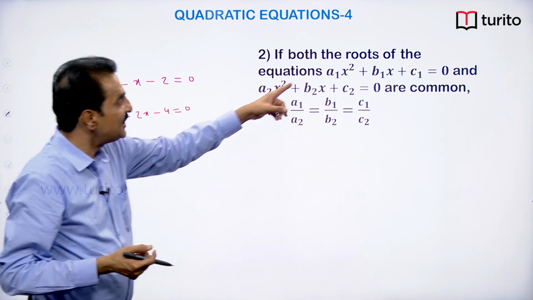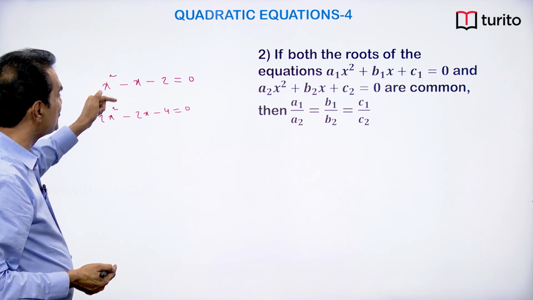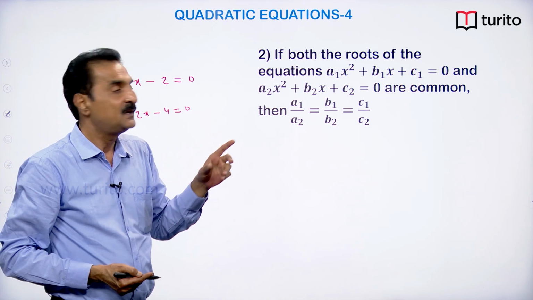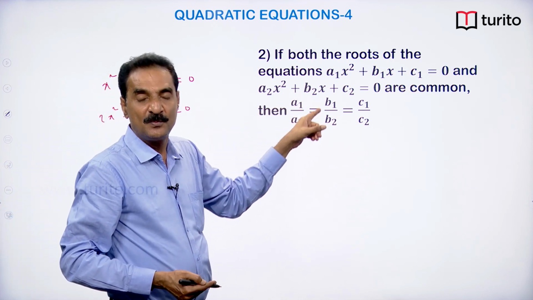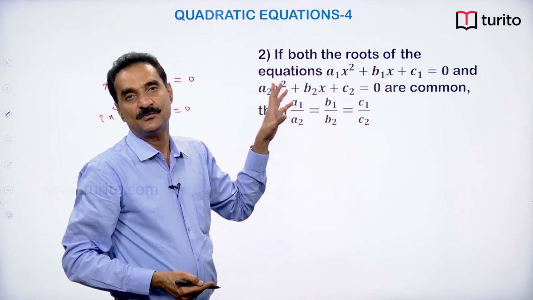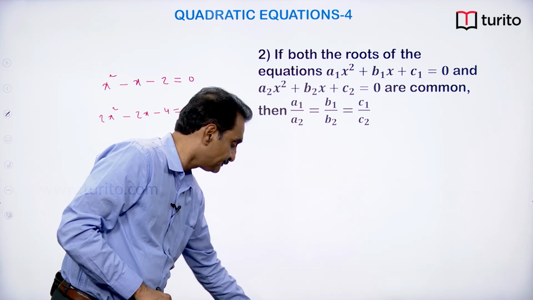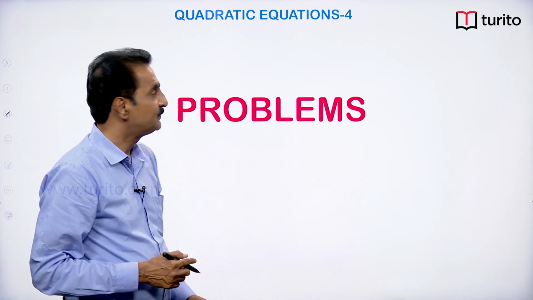So what is the condition? If both the roots are common, the ratio of x square coefficients must be equal to the ratio of x coefficients, which must be equal to the ratio of constants. So the necessary condition is a1 by a2 is equal to b1 by b2 is equal to c1 by c2, if both the roots are common. Okay. Now let us solve problems on common roots.